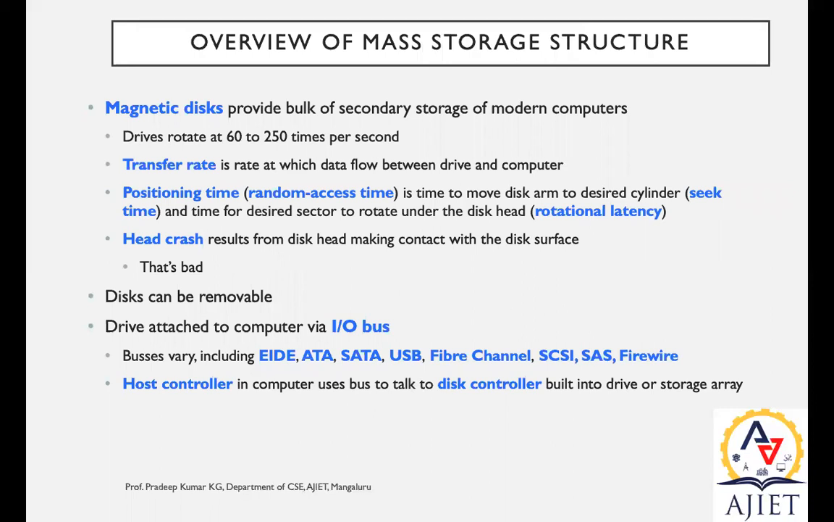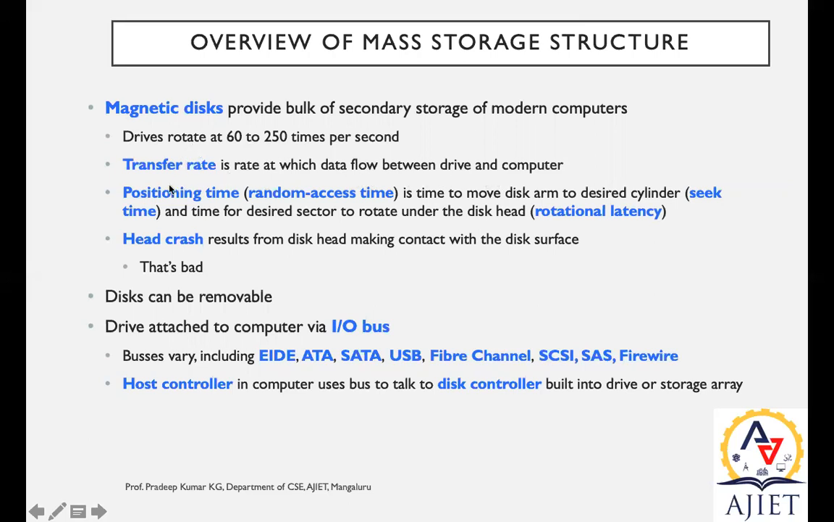Moving further, the first topic, just an overview. From the inception of computers, we were making use of magnetic disks as bulk storage, providing the bulk of secondary storage even in modern computers. At that time, the drives rotate at 60 to 250 times per second. During that period, the transfer rate is the rate at which data flows between drive and computer. That is the transfer rate.